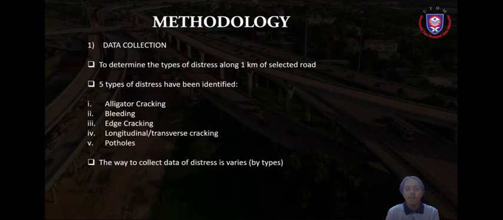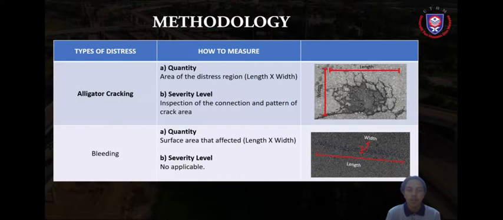For the first method, which is data collection, we need to determine the types of distress along 1 kilometer of the selected road. From our survey, five types of distress have been identified, namely alligator cracking, bleeding, edge cracking, longitudinal and transverse cracking, and the last one is pothole. Actually, collecting data on distress differs according to the type of distress. So, let's look at the next slide.